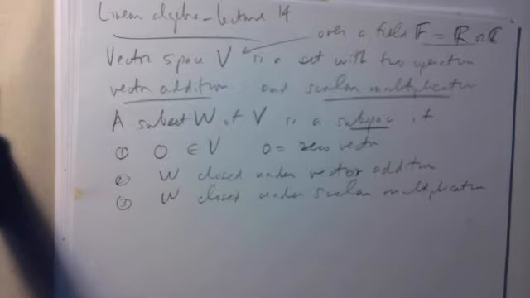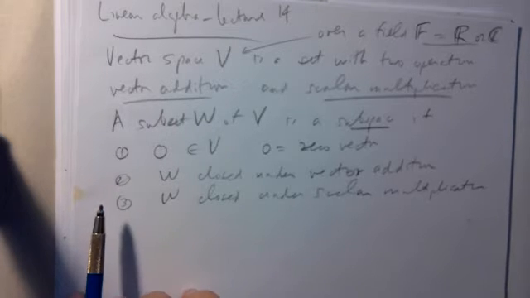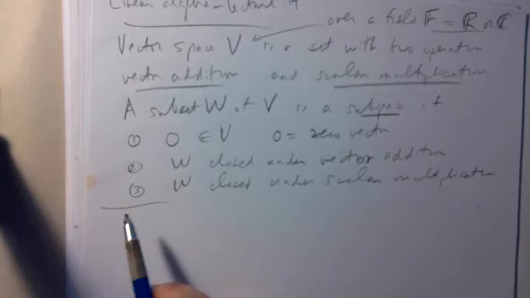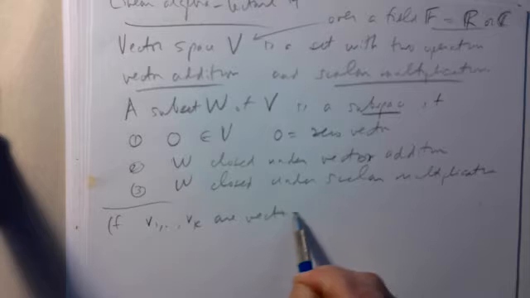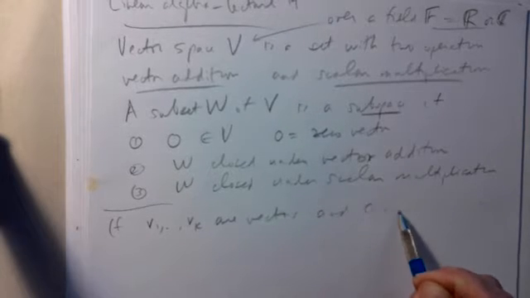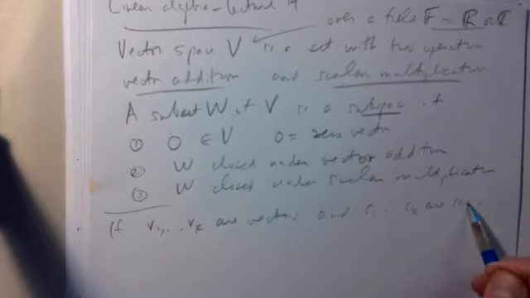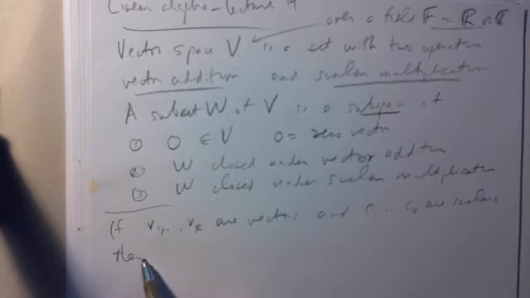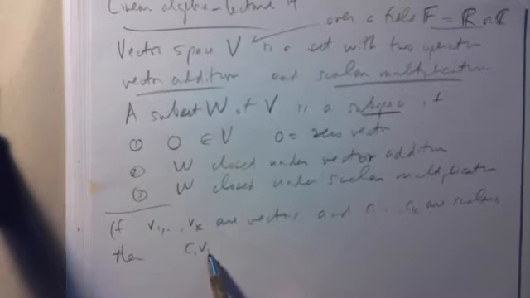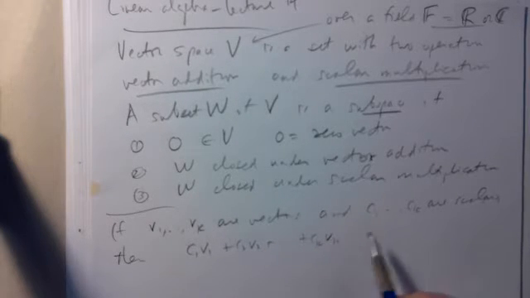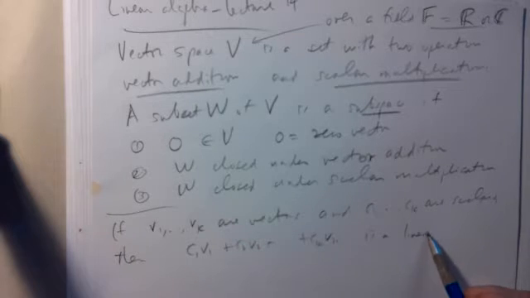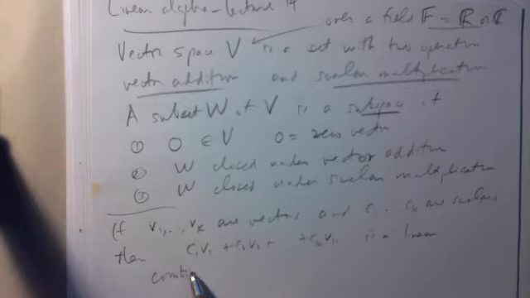And we have the fundamental operation of taking a linear combination of vectors. If V1 up to Vk are vectors, and C1 up to Ck are scalars, then C1 times V1 plus C2 times V2 and so forth up to Ck times Vk is a linear combination of the sequence of vectors V1 up to Vk.